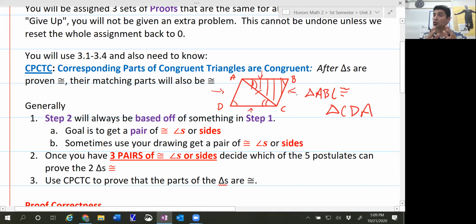Once you prove that the two triangles are congruent using one of the 5 shortcuts, their other parts, their other angles or sides, are also congruent because of something called CPCTC. And I have that memorized, CPCTC. Corresponding parts of congruent triangles are congruent. I'm not even reading that, I'm just going off the top of my head. I expect you to know it.